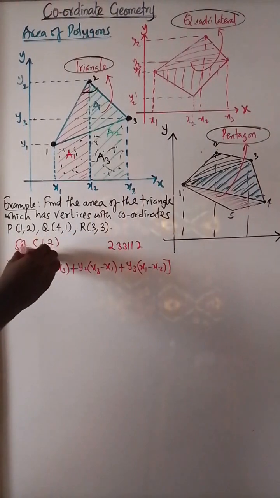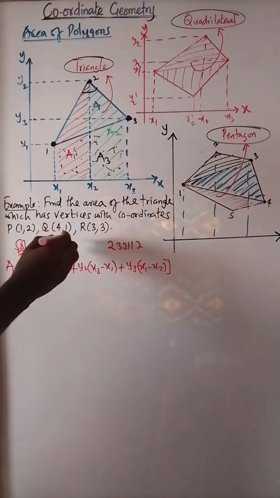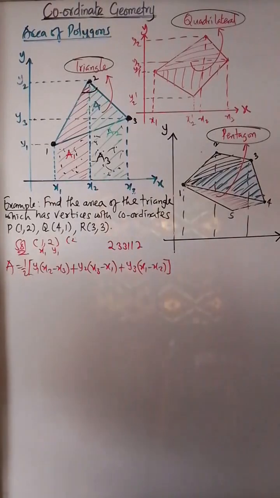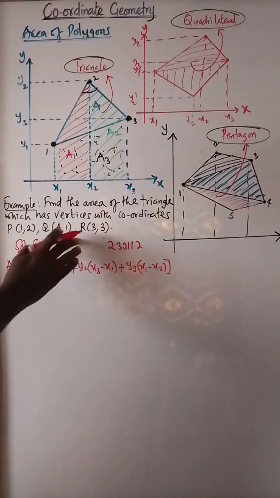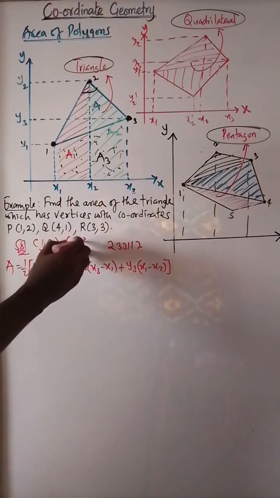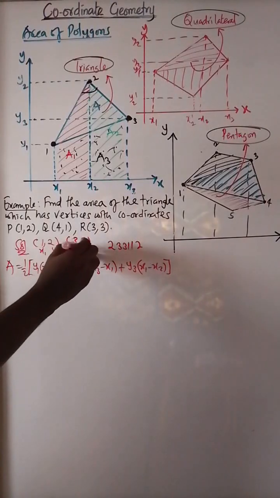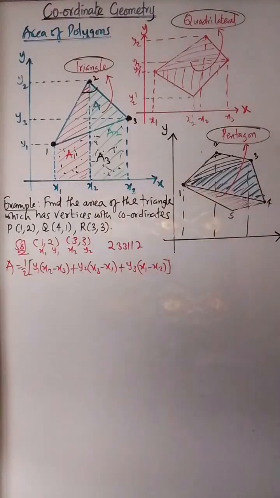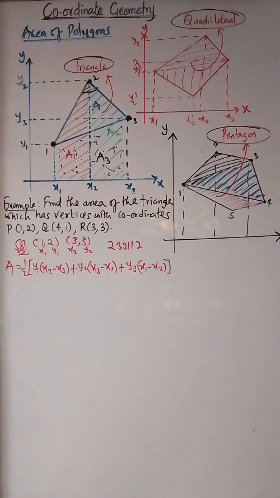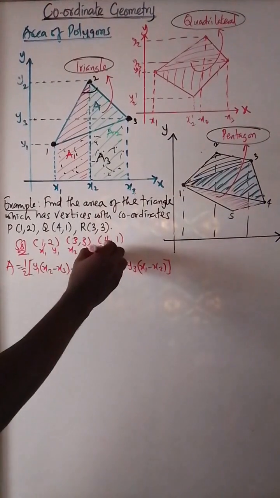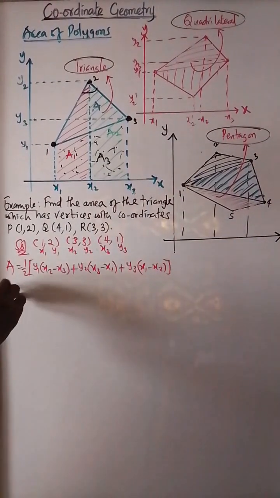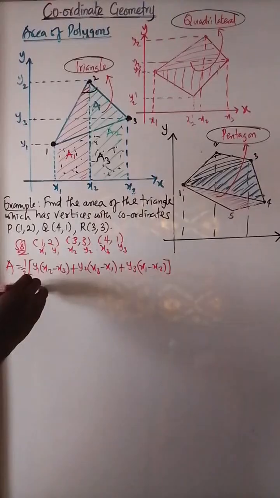So this is x1, y1. We have points 4, 1, but 3 comes before 4. So we are going to do point 3, 3. So this is x2, y2. Then we have 4, 1. Let's screen the acronym. x3, y3. What else? Let's impute the values.